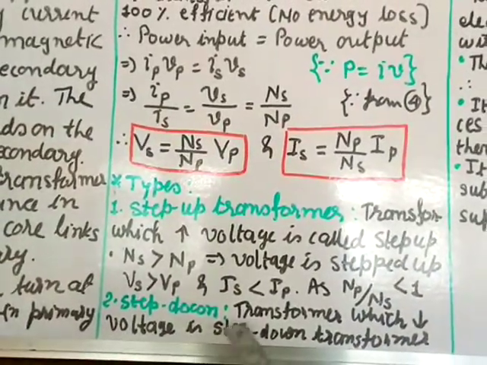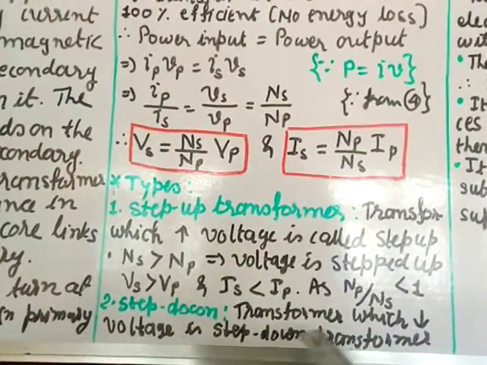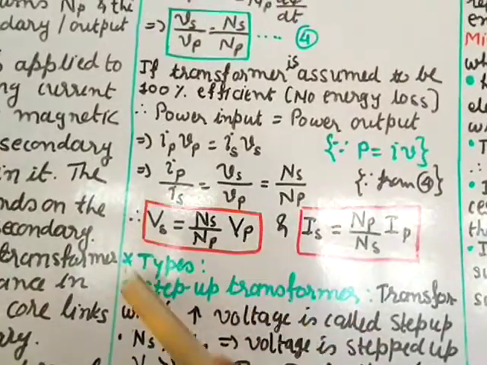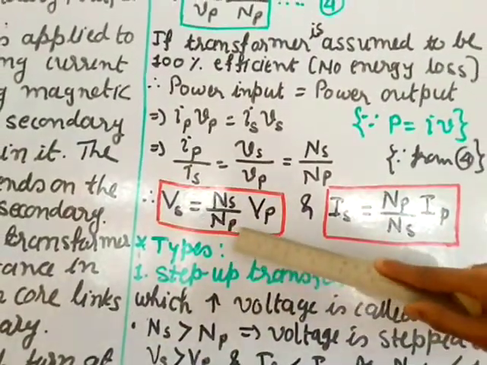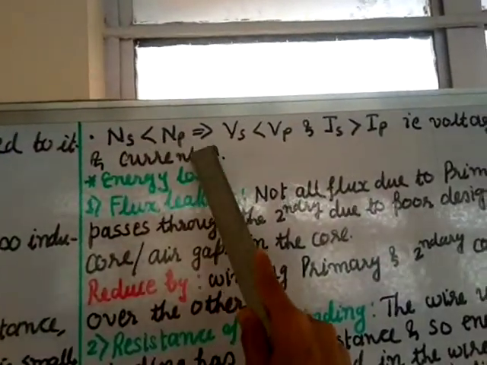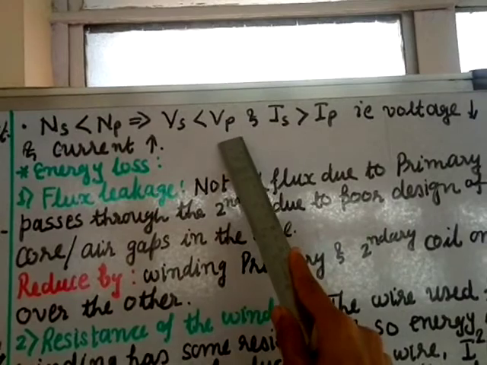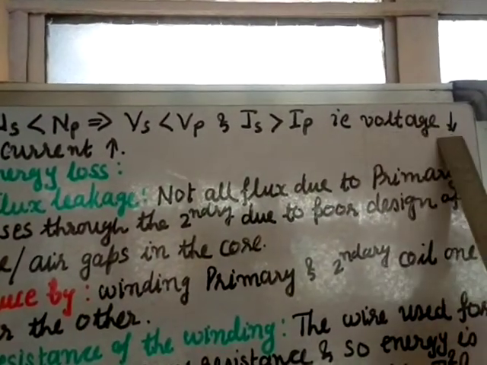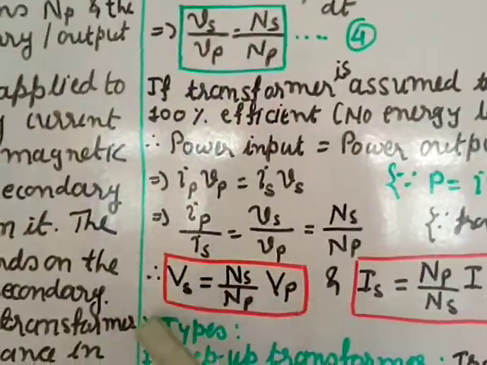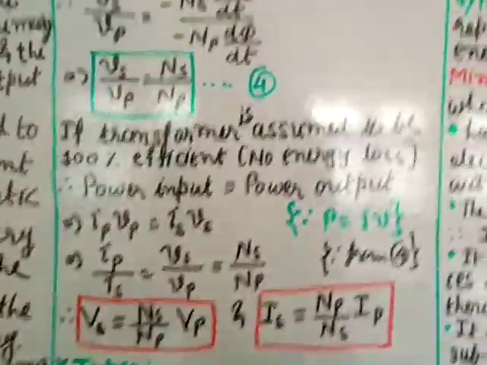A transformer which decreases voltage is a step down transformer. If you want to decrease the voltage, what you will do, you increase Np. Just opposite to this, the number of turns in the primary you increase. Ns is less than Np implies Vs is less than Vp and Is is greater than Ip. That means voltage decreases and current increases. If you increase Np, definitely Vs decreases and Is will increase.